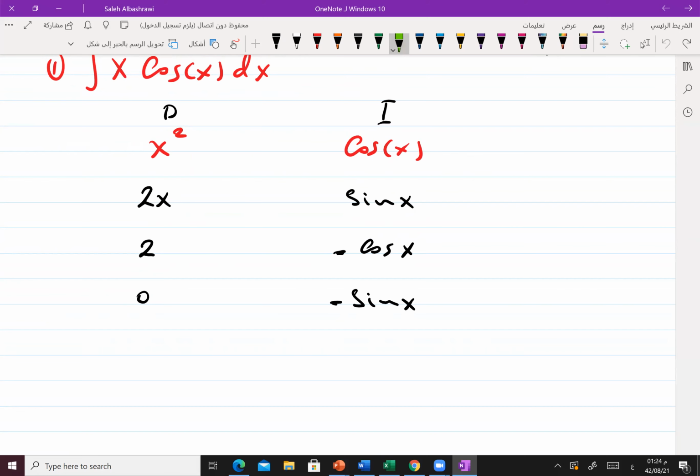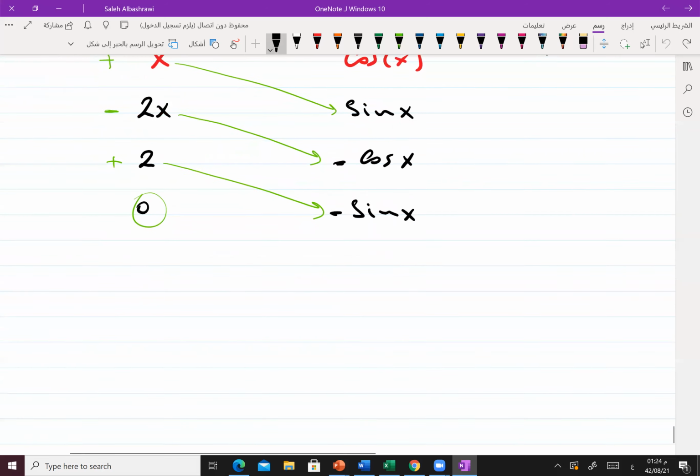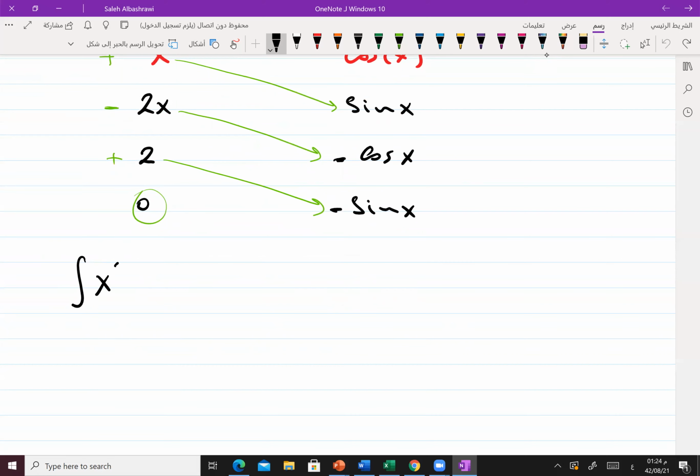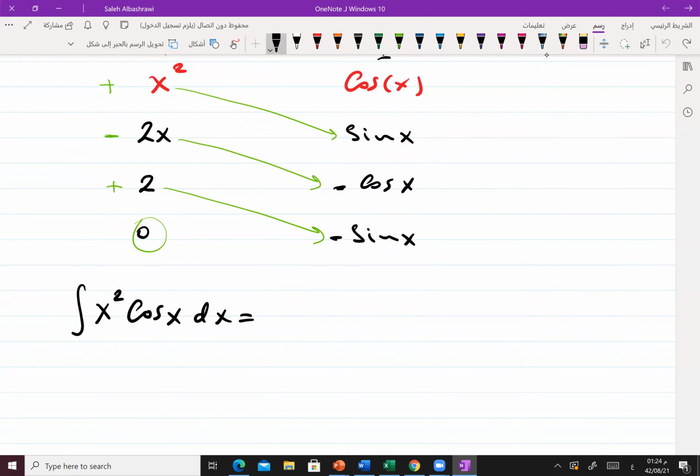Now, multiply the first one with the second one in the second column, the second with the third, the third with the fourth. And keep in mind that we start with positive, plus, minus, plus. But I got 0 there, so no need to use this part. So the integration of x squared cosine x dx will be, start with positive, plus x squared multiplied by sine x.